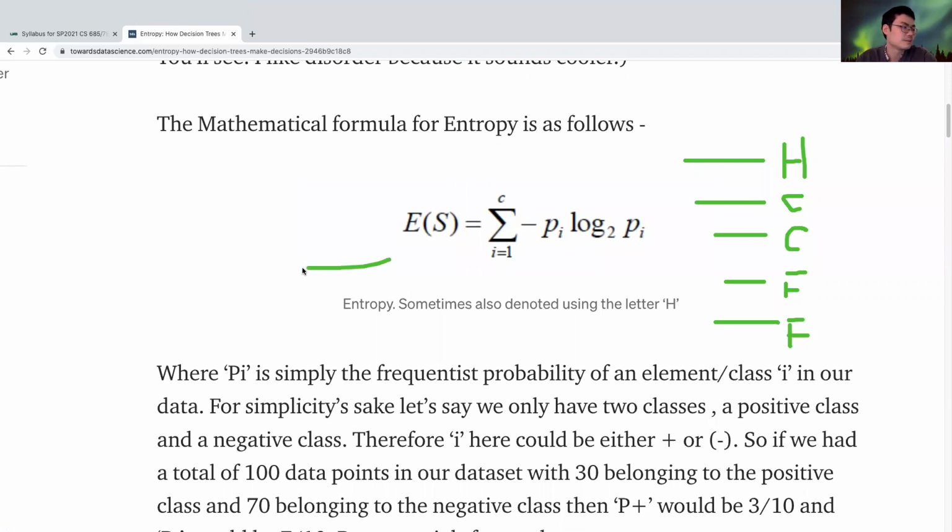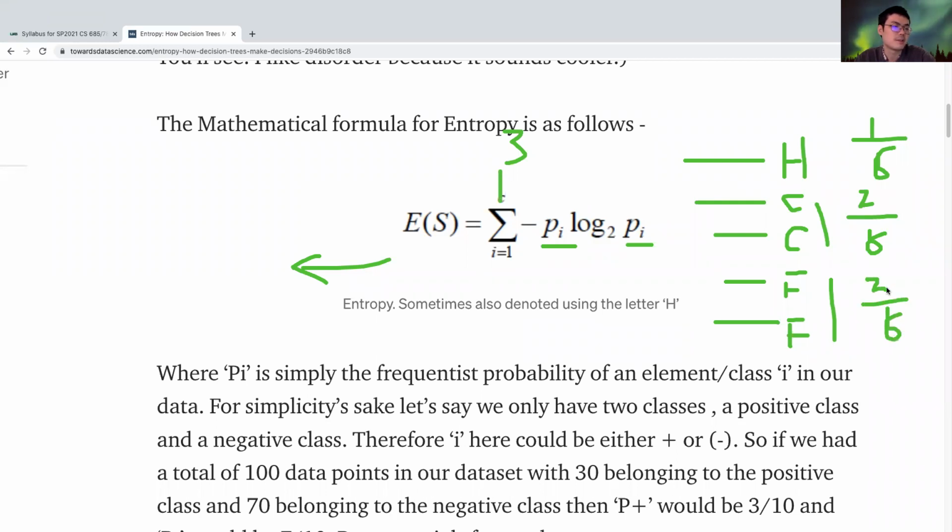This basically says we have 3 different values, so the class count is 3: H, C, F. Each one has a certain percentage of frequency. For H we have 1 by 5, for C we have 2 by 5, for F we have 2 by 5. Right, 20%, 40%, 40%. We put these values into this formula, and we get the entropy.